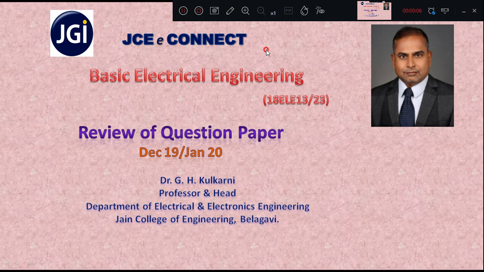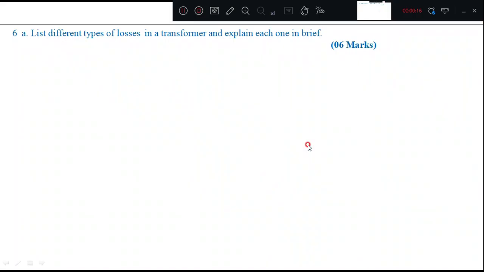Continuing with a review of question paper December 19, January 20, today we'll discuss question number 6 of module number 3. Question number 6a: list different types of losses in a transformer and explain each one in brief. We know in the case of a transformer there are two losses. One is called the copper loss, the other is called the iron loss.